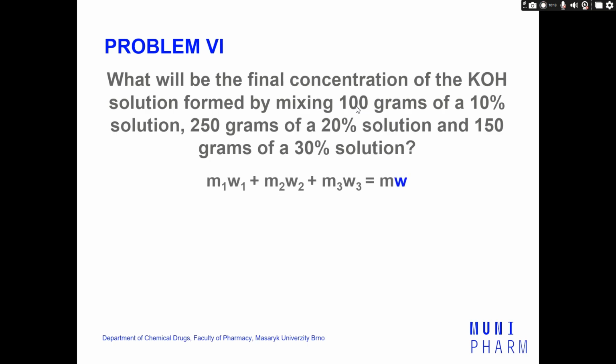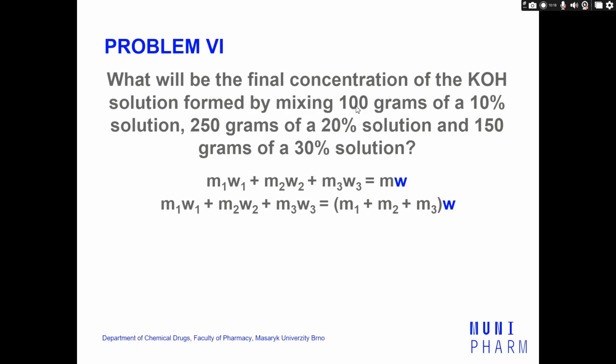We have 3 partial solutions, which we mix together, and they will create the final solution. As we have said, the mass of potassium hydroxide in the resulting solution must be equal to the sum of the masses of potassium hydroxide in the first solution, second solution, and the third solution. Our unknown in this case is the final concentration in percent. That means the mass fraction of the potassium hydroxide in the final solution, which is marked in blue.